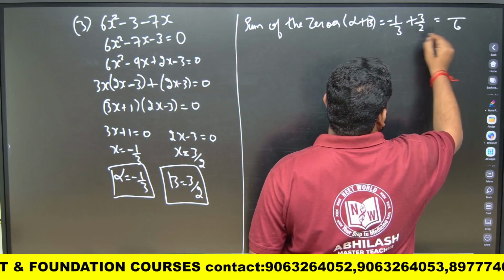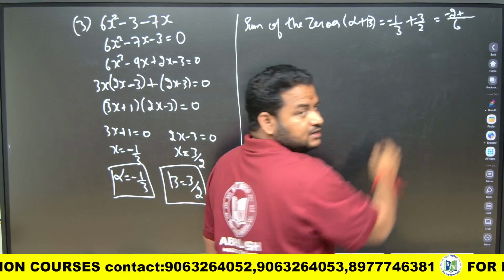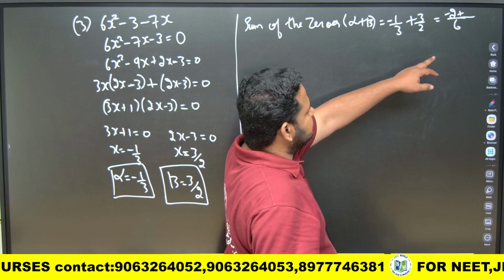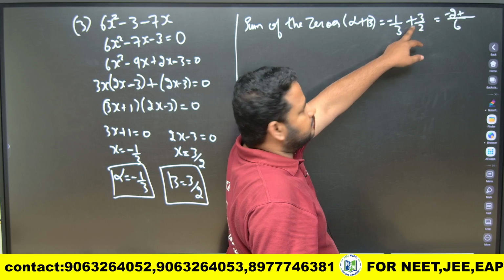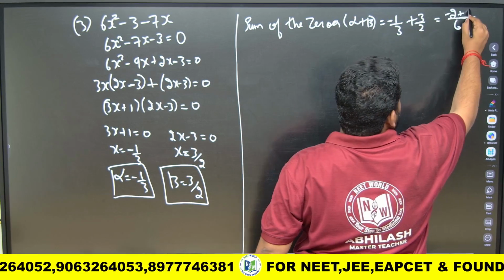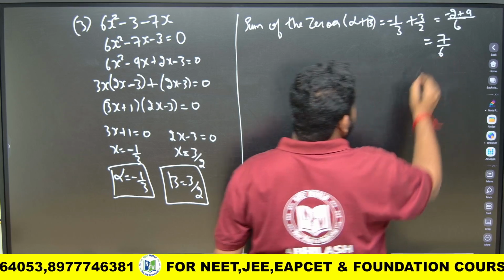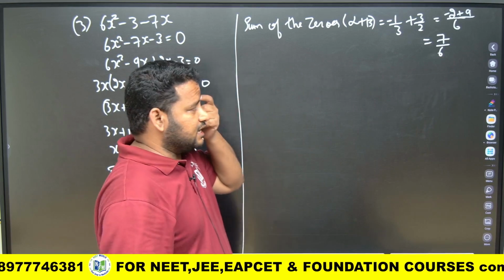The LCM will be 6. This is 3 × 2, which gives −2, and 2 × 3, which gives... 3 × 3 is 9. I will get 9 − 2, so this will be 7/6. Sum of the zeros I will get as 7/6.